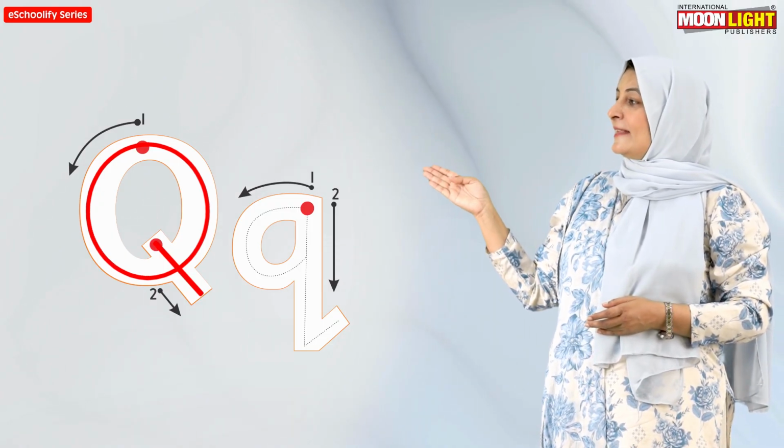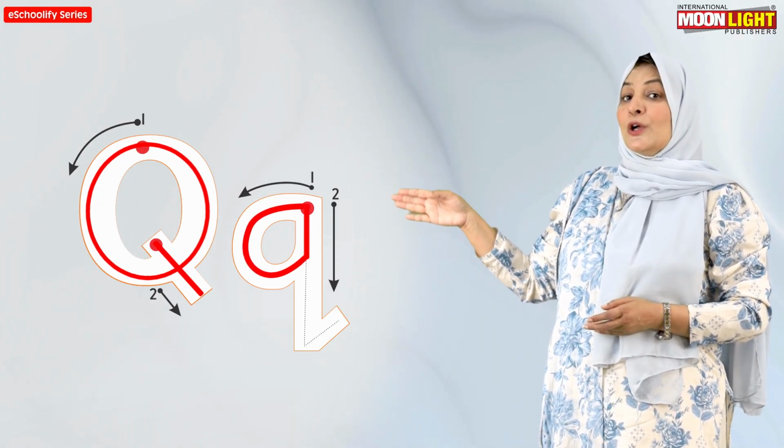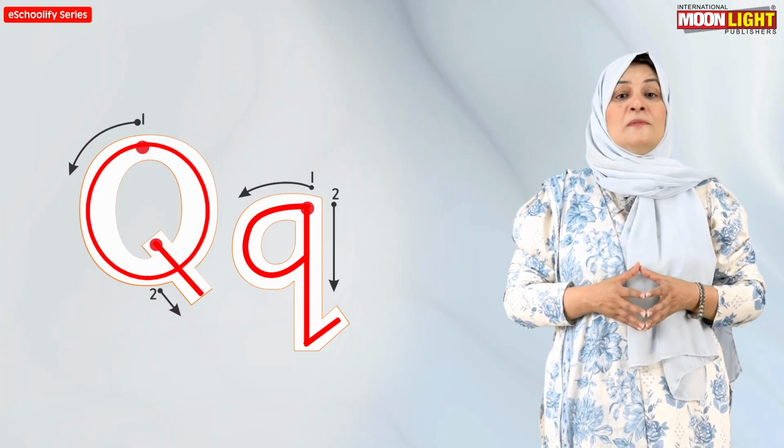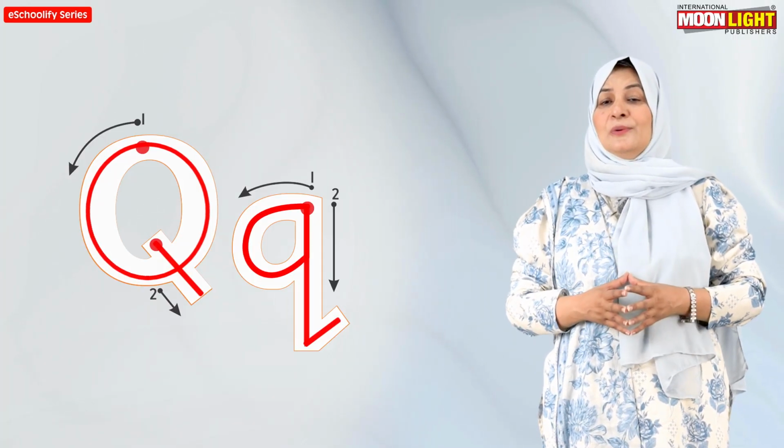Start from the second line, make a semicircle, go up, come straight down and kick. It will make small q. The letter name is Q. The sound of Q is qu.